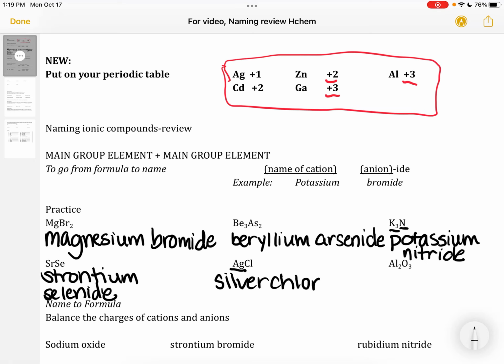So its charge is known just as well as something in group 1 or group 2. Okay, here we have aluminum. Aluminum also has a known charge, so this will be aluminum with oxygen, aluminum oxide.